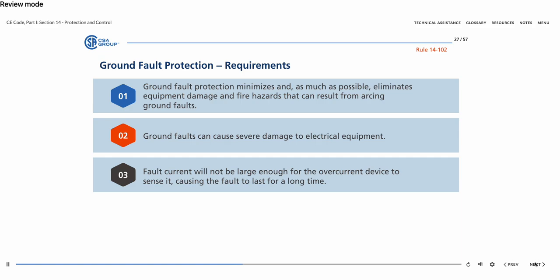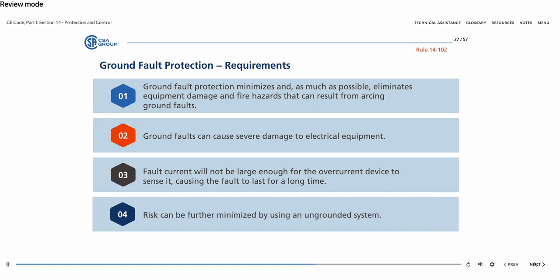As a result, these faults could go undetected for extended periods of time. Ground fault protection systems respond to these low-level faults when the overcurrent device will not. Risk can be further minimized by utilizing an ungrounded system. In this type of system, a fault to ground on one of the phases does not result in an arcing fault. A fault to ground on another phase results in a phase-to-phase fault, which will cause a large amount of current to flow, and a response from the overcurrent device. The risk is minimized by using an ungrounded or solidly grounded system.